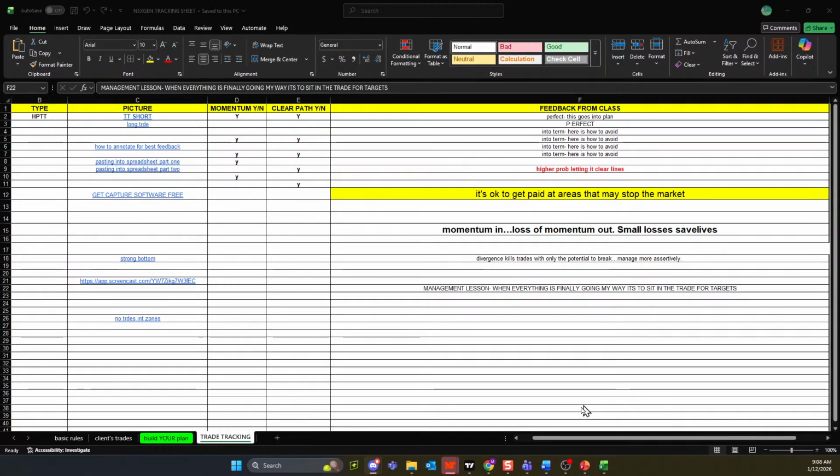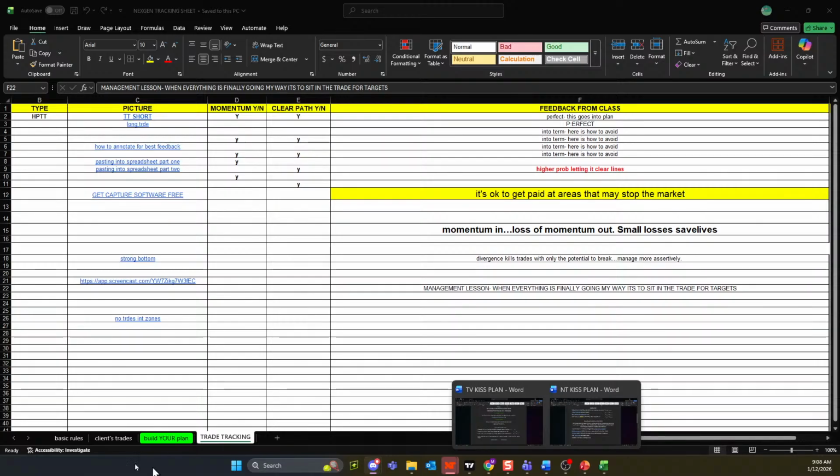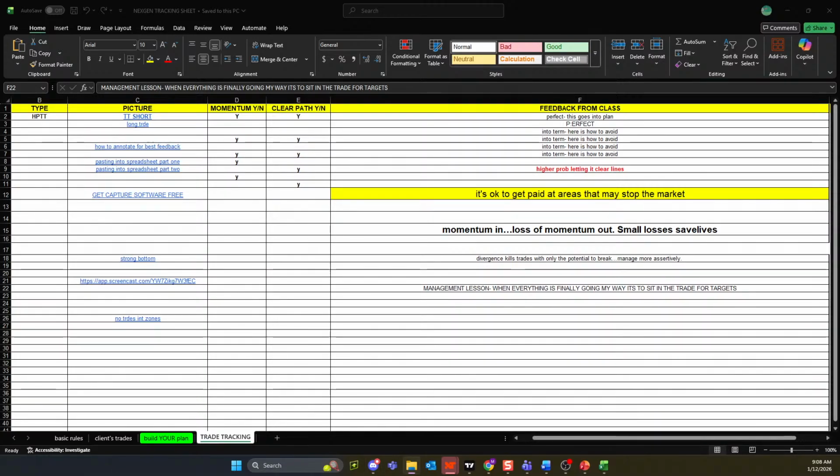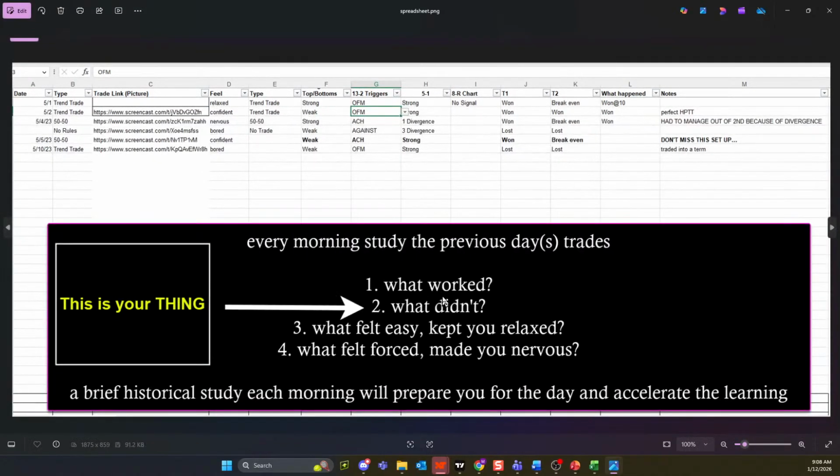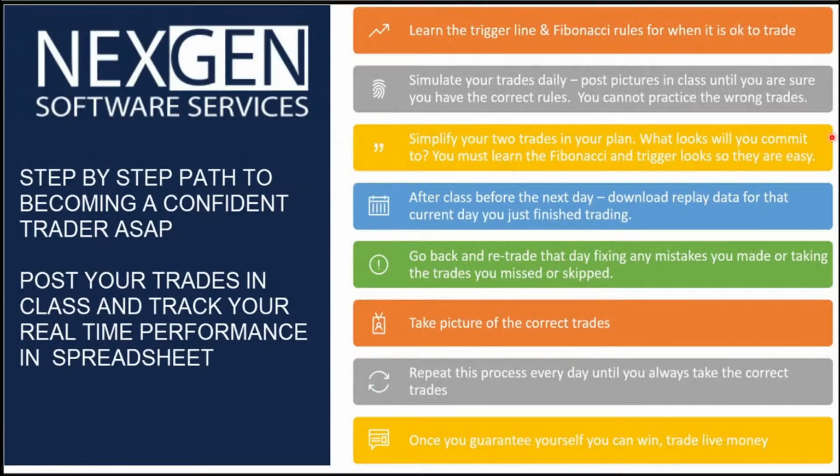So go back every morning and study that trade tracking sheet, regardless of what platform you're on. And if you do that and you ask yourself what worked and what didn't work, what happens is you begin to see the good and you begin to want to avoid the bad. And guys, this is what really sets you in to becoming that confident trader, because you're going to realize that the rules work and you're going to want to wait for the rules and you're going to be excited to wait for the rules. So we're going to talk about the rules.